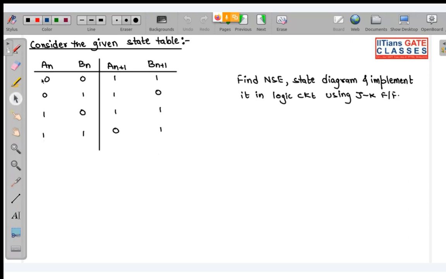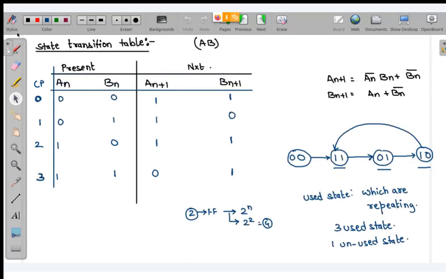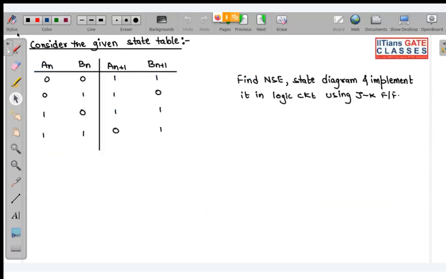Now whenever we have, could you please show the previous slide? This one or this one? Quickly. Done? Okay.